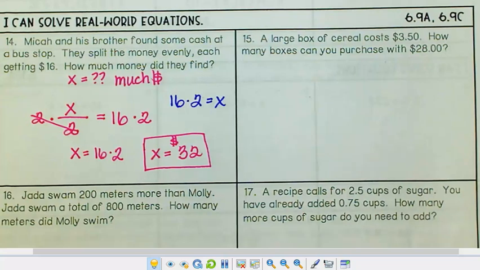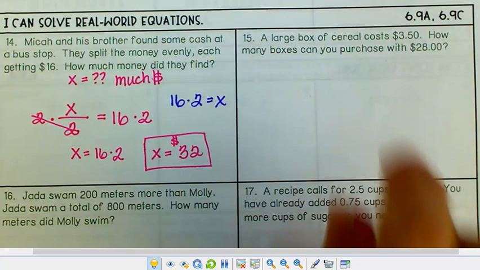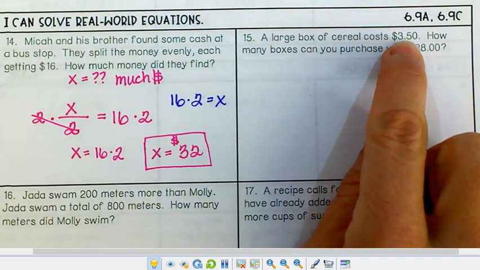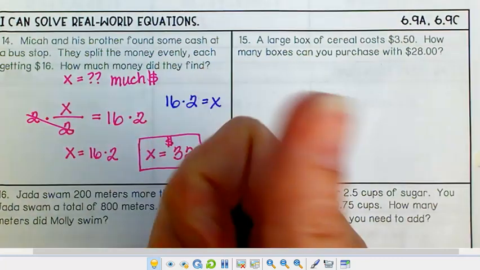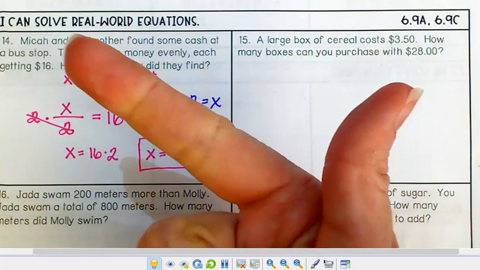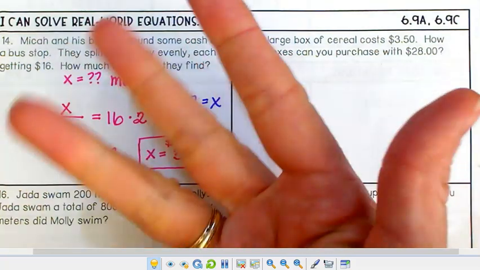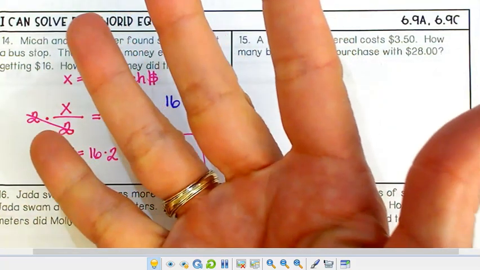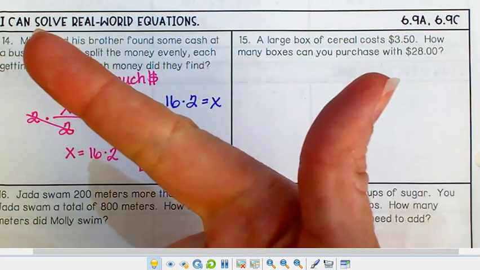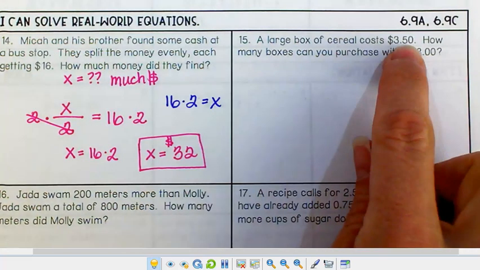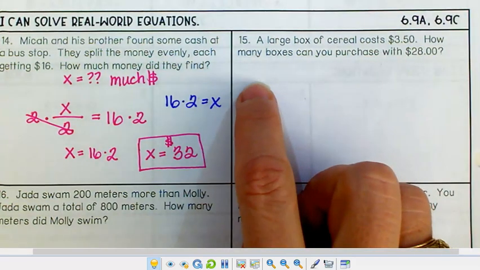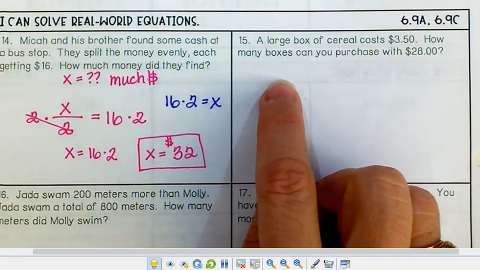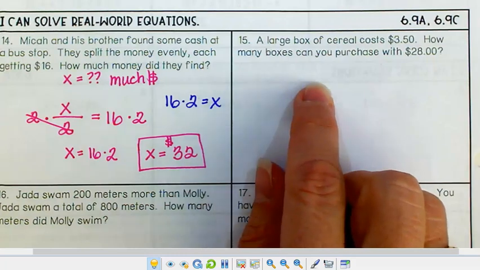15 says a large box of cereal costs $3.50. How many boxes can you purchase with $28? So you walk into the store with $28. Guys, let's just pretend that this is $4. If it's $4, I can buy one box, that's $4, two boxes, 8, 3 boxes, 12, 4 boxes, 16, 5 boxes, 20, 6 boxes, 24, 7 boxes, that's 28. Okay, if it costs $4. So mentally, I was doing, all right, $4 times 7 boxes is what I found equals 28.